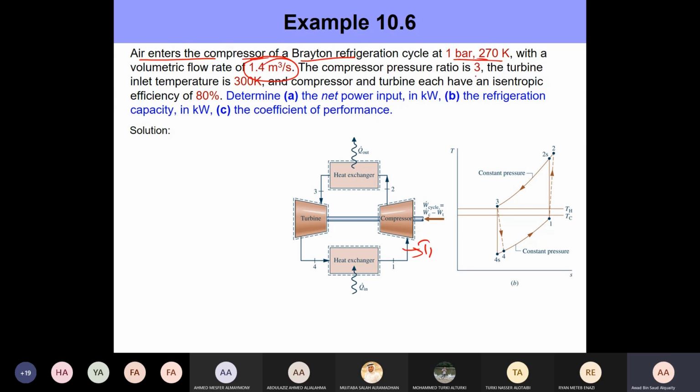And we also have been provided with a pressure ratio. So P2 by P1 is given as 3. And the turbine inlet temperature is given. So T3 is given. And for the compressor and turbine, the process is not isentropic, but they have an isentropic efficiency of 80%. Using this information, we need to calculate the net power input, the refrigeration capacity, and the COP.